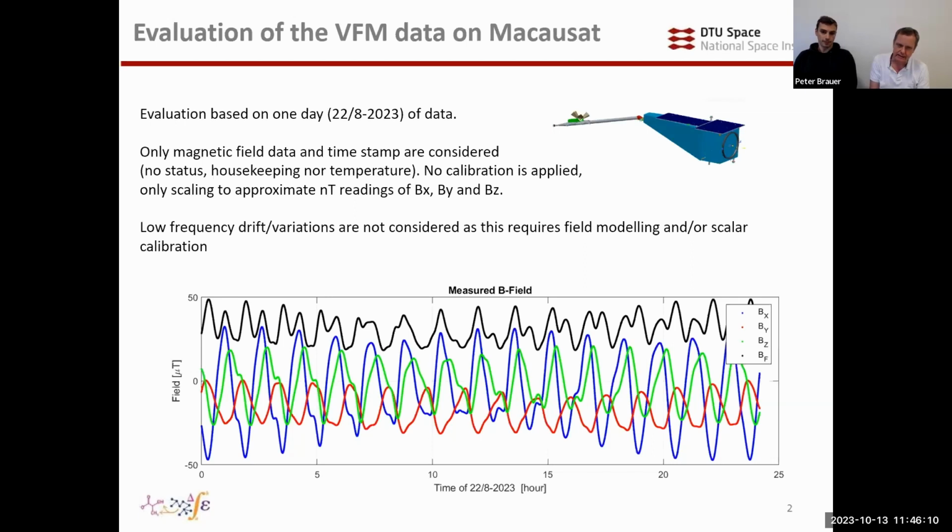That means that it's only high frequency and mid frequency evaluation that we are doing. Low frequency, in terms of drift and variations, can only be done by a scalar calibration or in-flight calibration, comparing with the scalar magnetometer.